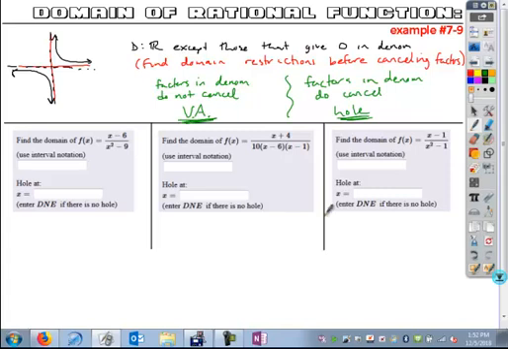It involves finding the factored form of your numerator and denominator, and then identifying which of those factors cancel. Every factor that's in the denominator to start with is a domain restriction, whether it's a vertical asymptote or a hole. But if they do cancel, then you identify those as holes in the graph. If they don't cancel, then you're going to sketch them in and identify them as vertical asymptotes.